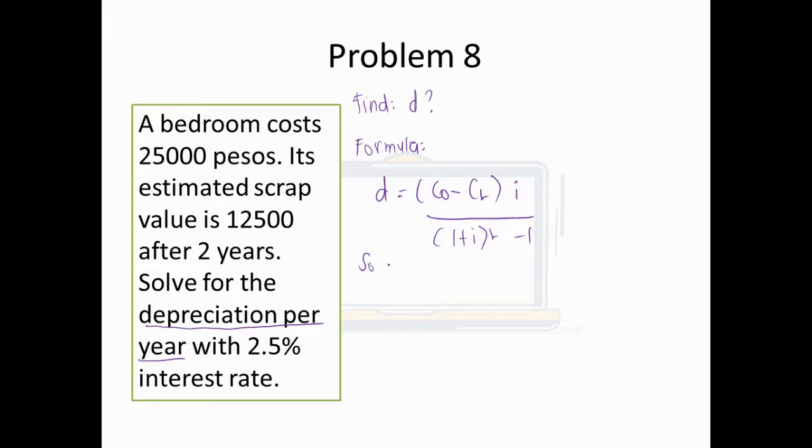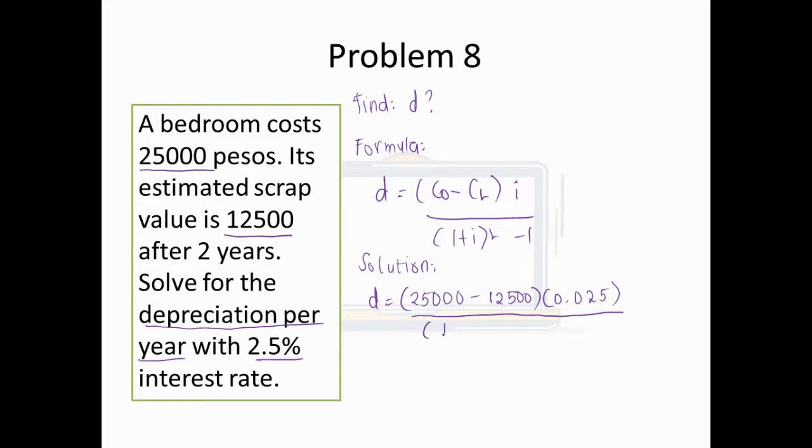So, for the solution, let's just substitute the given values. We'll have d is equal to 25,000 pesos, or the initial cost, minus 12,500 pesos, which is the estimated salvage value, multiplied by the given interest rate, 2.5% or 0.025, all over (1 plus 0.025) raised to its useful life, the given 2 years, minus 1. Okay, so you can use your calculator to solve and find the final answer.